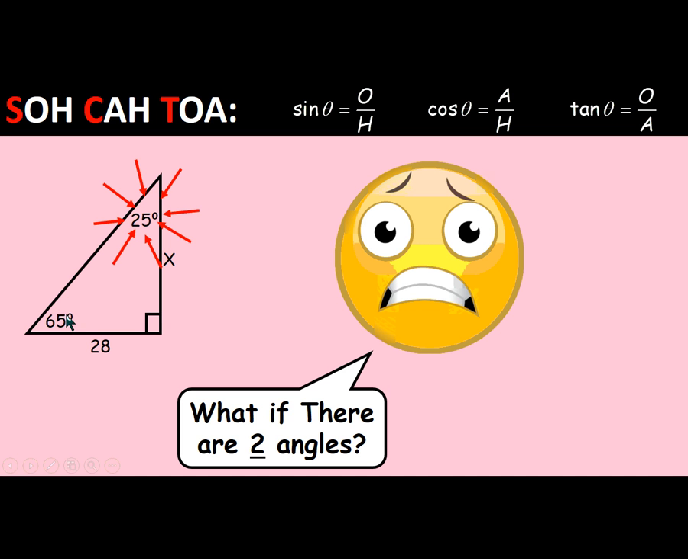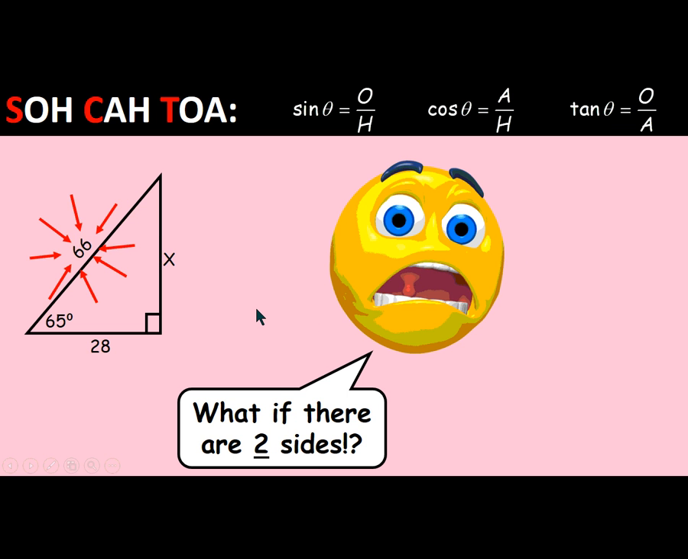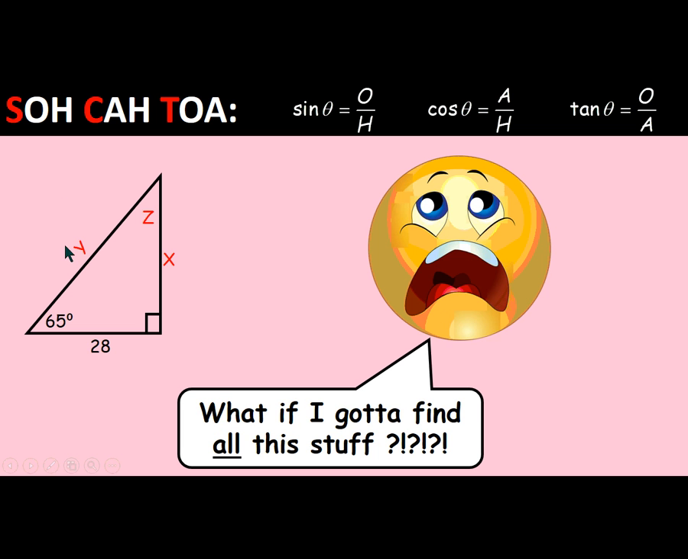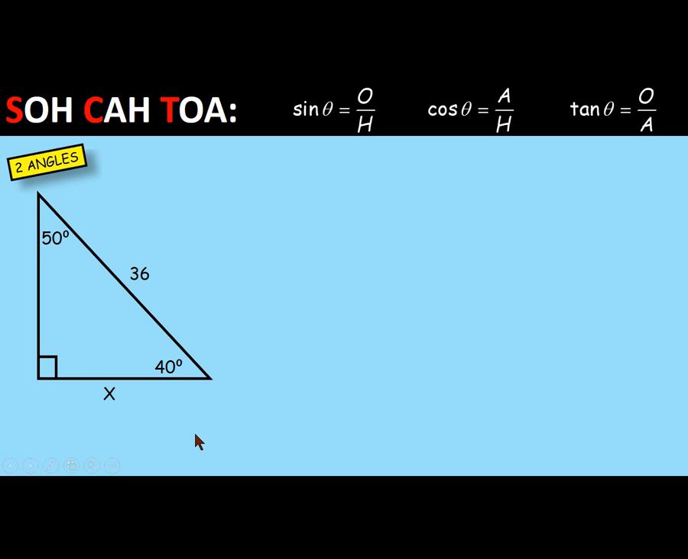Things like, hey, what if we know both of the angles in the triangle? What do we do if we know two angles? What do we do if we know two of the sides in the triangle? In both those cases, you're just getting some extra information. What happens if x is on the bottom of a fraction? And what if you have to find a whole bunch of things in the triangle, what we call solving the triangle? Okay, not a big deal. All of these problems have really simple solutions. None of these are going to be all that tricky, but you've got to know what to do when you run into these problems. So let's start with the first one.